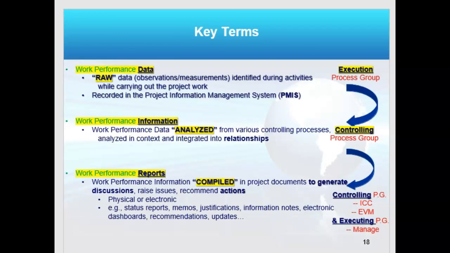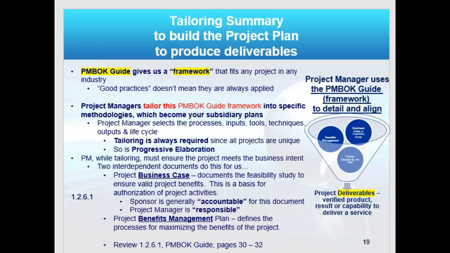Now, we've already talked key terms: work performance data, which is raw, work performance information, which is analyzed, and work performance reports, which the keyword is compiled, from the PMBOK guide. So it is an executive summary. I collect data during the execution process group. I will do work performance information. I'll analyze it in the controlling process group, and I will do reports in both controlling and executing process groups.